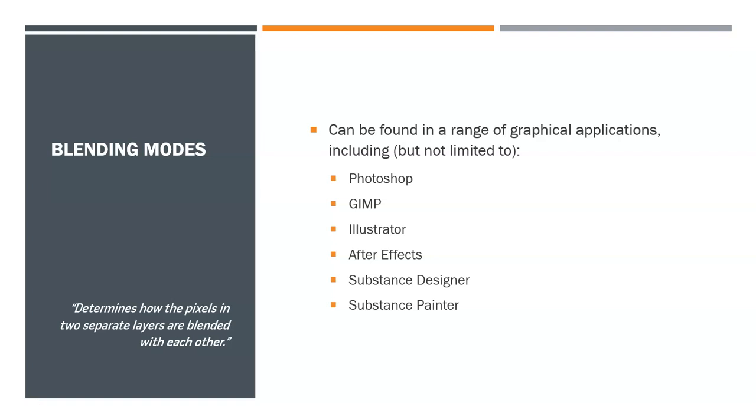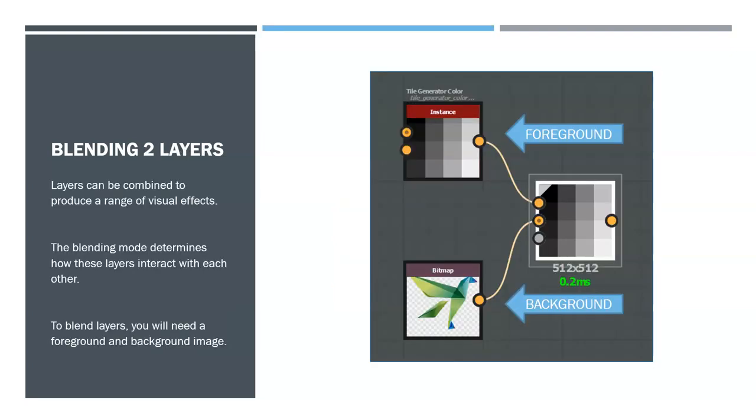So as I mentioned, the images we're going to use to represent these is a node-based visual representation in Substance Designer. However, some of the applications that use blending modes that these will be useful for, as the terms are synonymous across all of them, would be Photoshop, GIMP, Illustrator, After Effects, Substance Designer, Substance Painter, and many more. So let's move on. So blending two layers.